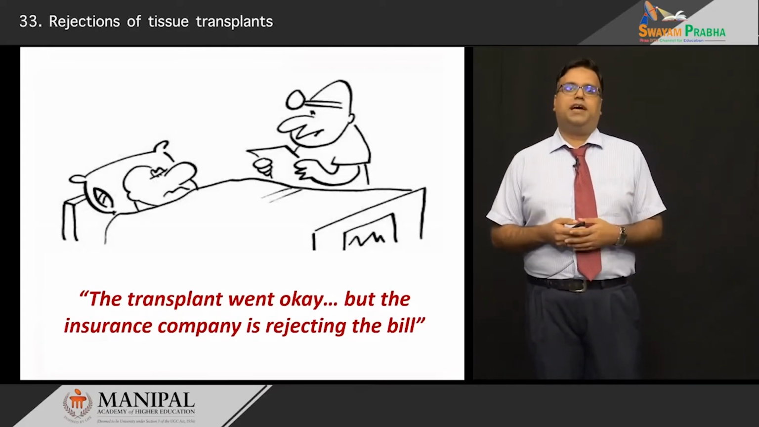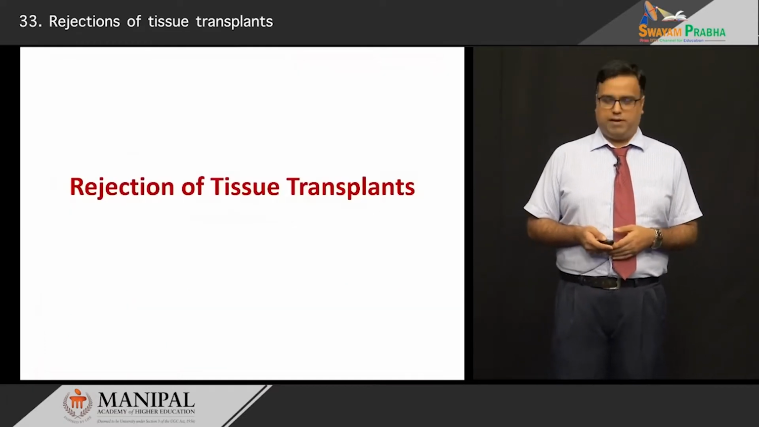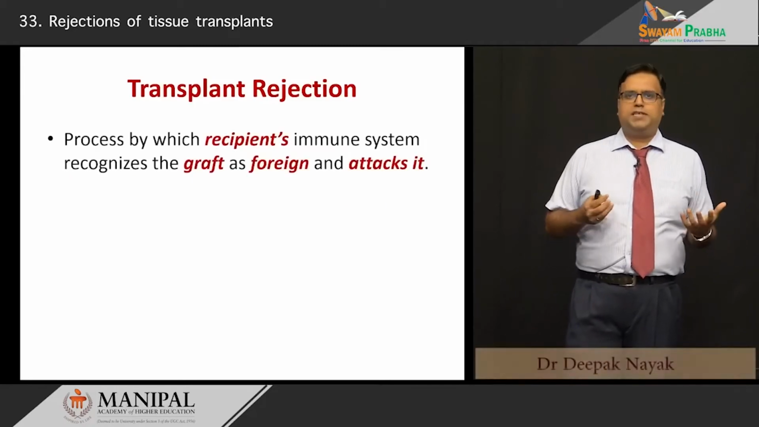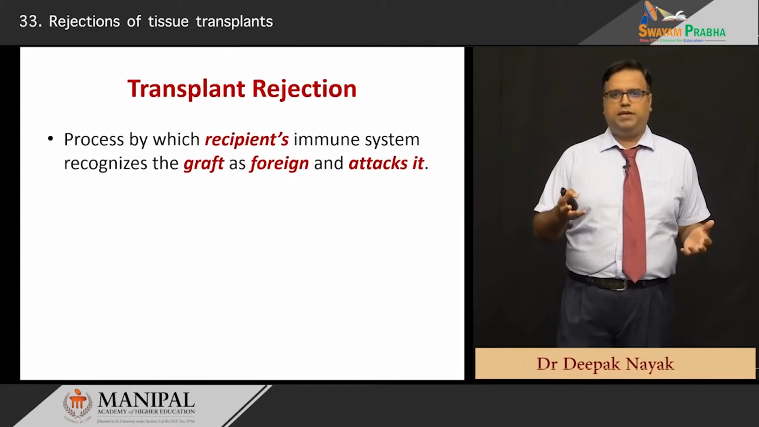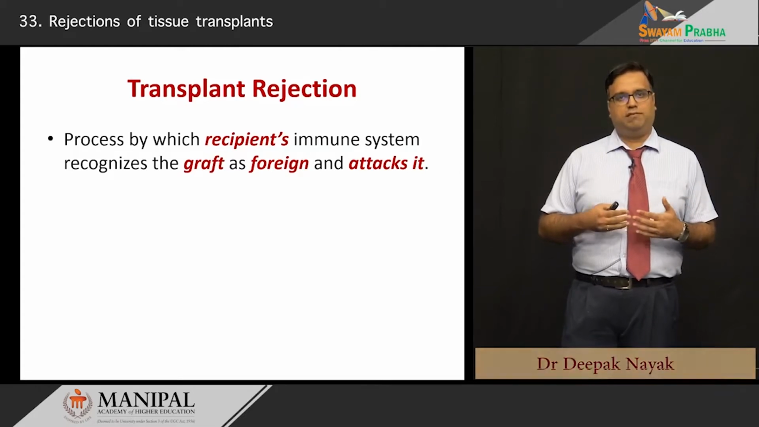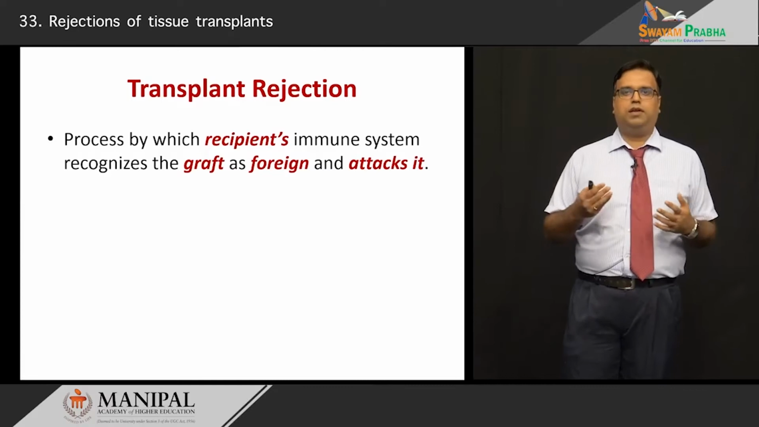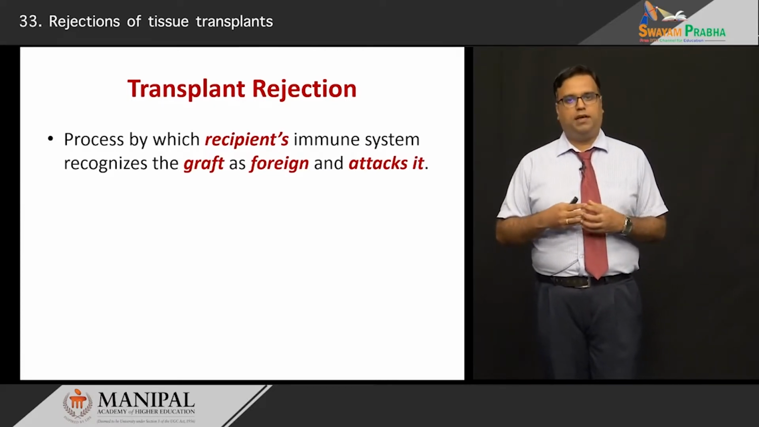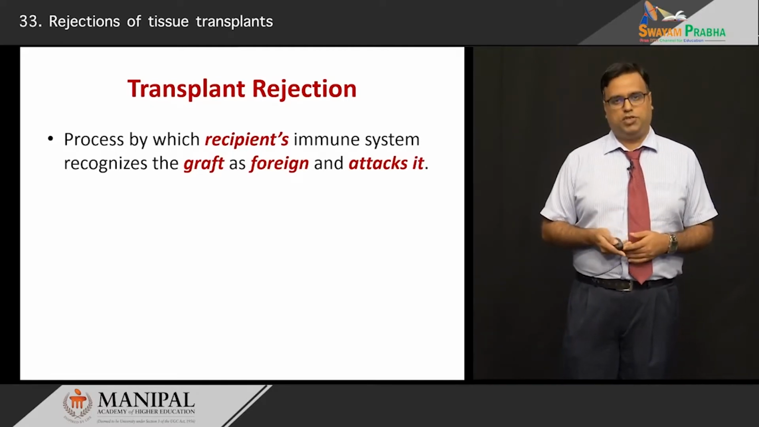Now, we will try to understand in the coming half an hour or so about the mechanisms underlying the rejection of these grafts and the tissue transplants thereof. Now, what is transplant rejection? If you want to break down the entire definition, it is simplified into these three important terms. It is a process basically by which the recipient, that is the one who is receiving the graft, his or her immune system recognizes the graft of the donor as foreign and attacks it. Quite simply put, it is attacking the donor's tissue.